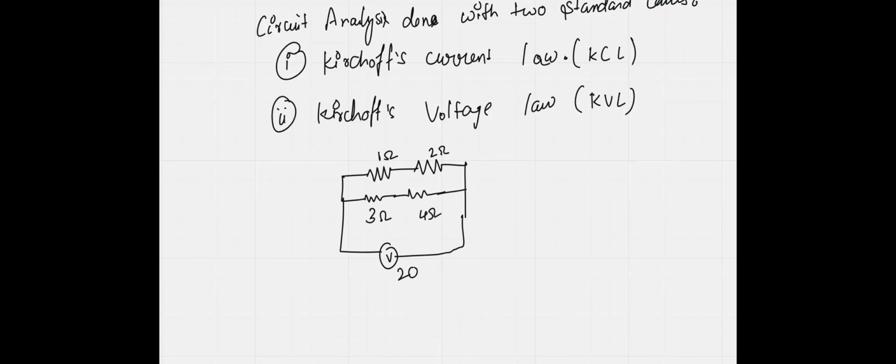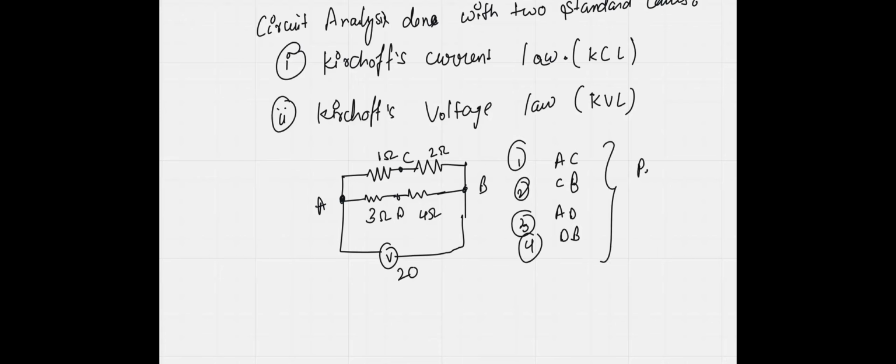maybe 20. Kirtana, in this case, assume this is point A, this is point B, this is point C, D. What you need to calculate is the potential difference between AC, CB, AD, and DB. These 4 points are given, and you have to calculate the potential difference between all of them, and the current. Can you solve this, Kirtana?